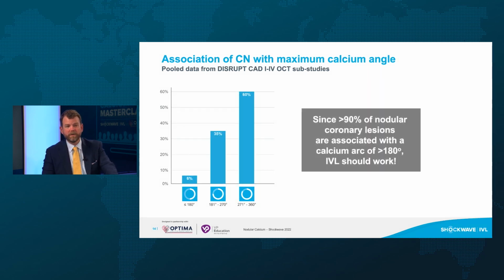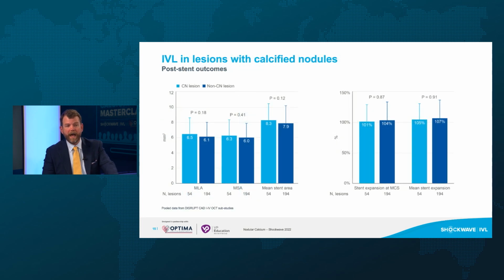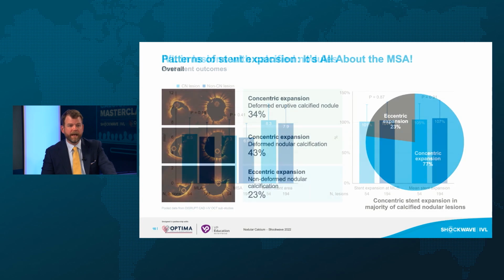Now, the lucky thing for calcified lesions is that they are often associated with big calcific arcs. And this is really important because, as we know, Shockwave works really well the bigger the arc. And so that is one mechanism where we think IVL really should work. This is actually borne out when we look at the Disrupt 1 through 4 pooled outcomes. We saw that IVL was actually able to close that gap between lesions associated with calcified nodules and without. And that was actually recently published with Dr. Ali as the lead author. And so this gives us some hope for the future of treatment of these lesions, that we finally have a technology that's able to close that gap.